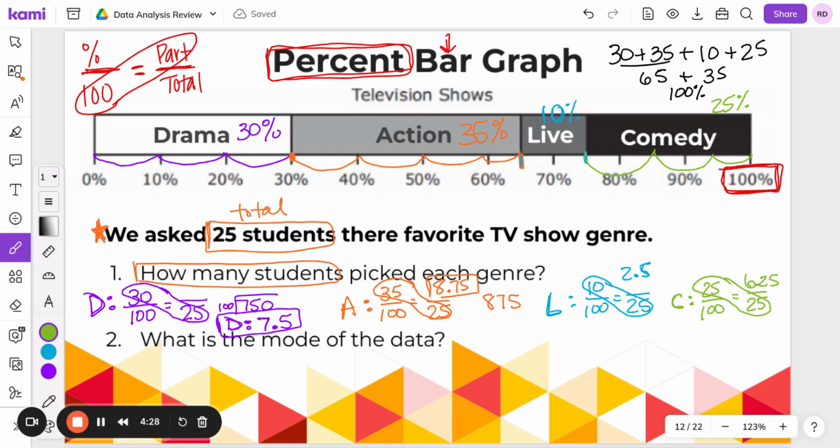Question number 2 is a little easier. Question number 2 is asking about the mode. Okay, again, mode is the most. So which genre was picked the most? And that is action. So action is the mode of this data.